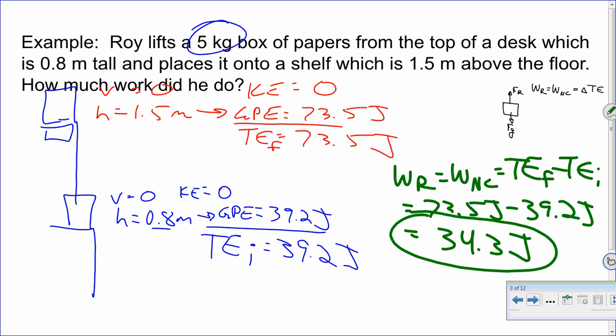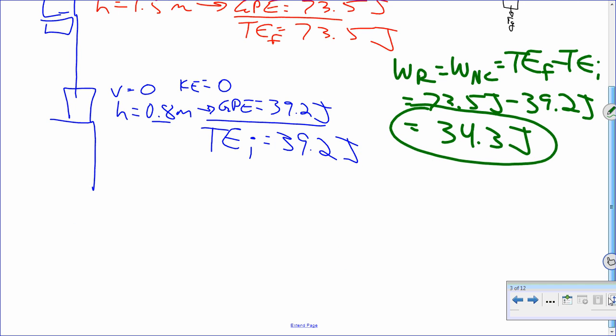Questions with this? All right, cool. So this is what work is. So in simple terms, this is a little bit oversimplified, but work is the change in energy.